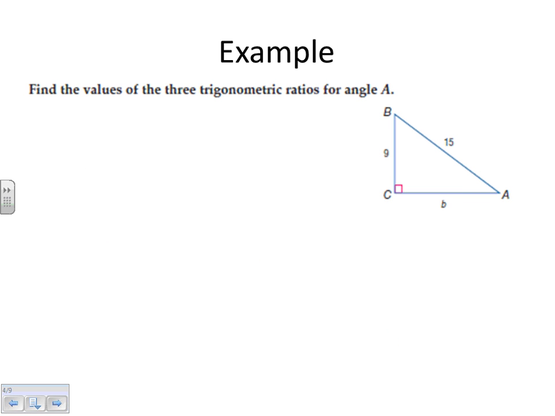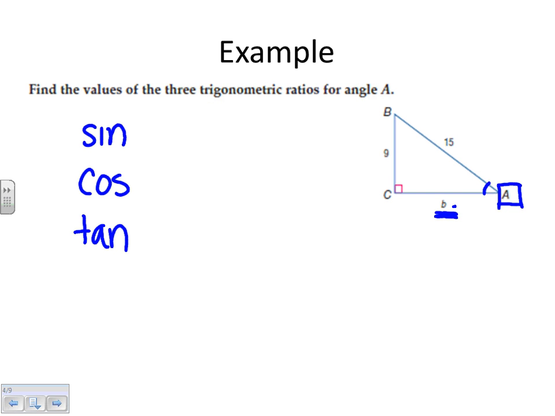Okay, so here it says to find the values of the three trig ratios for angle A. So we're going to be working with this angle right here, angle A. And I want to find the three trig ratios for that: sine, cosine, and tangent. Those are my three trig ratios. Woo, mouthful. Now, before I get started, I want you to look at our triangle here. We've only got two sides. And I need this third side in order to find my trig ratios, because my trig ratios involve all three sides.